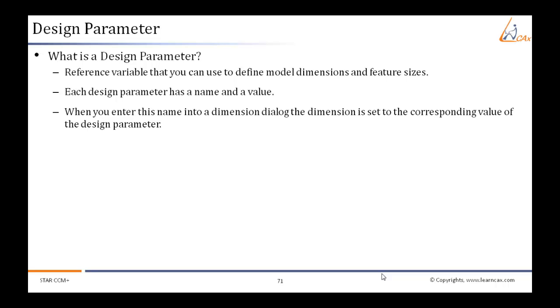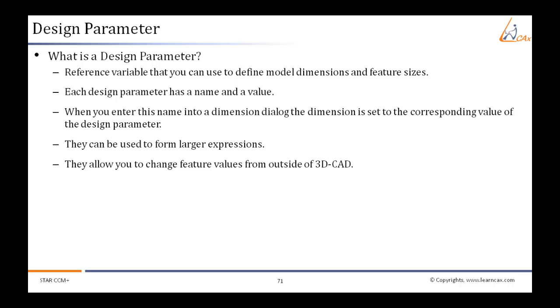So, we need a reference variable which will define a model dimension or feature. Such a design parameter will have a name and a value attached to it. When you enter this name into a dimension dialog, the dimension is set to the corresponding value of the design parameter. We can also form expressions using design parameters. The most important thing is the design parameter allows you to change the feature values from outside 3D CAD.